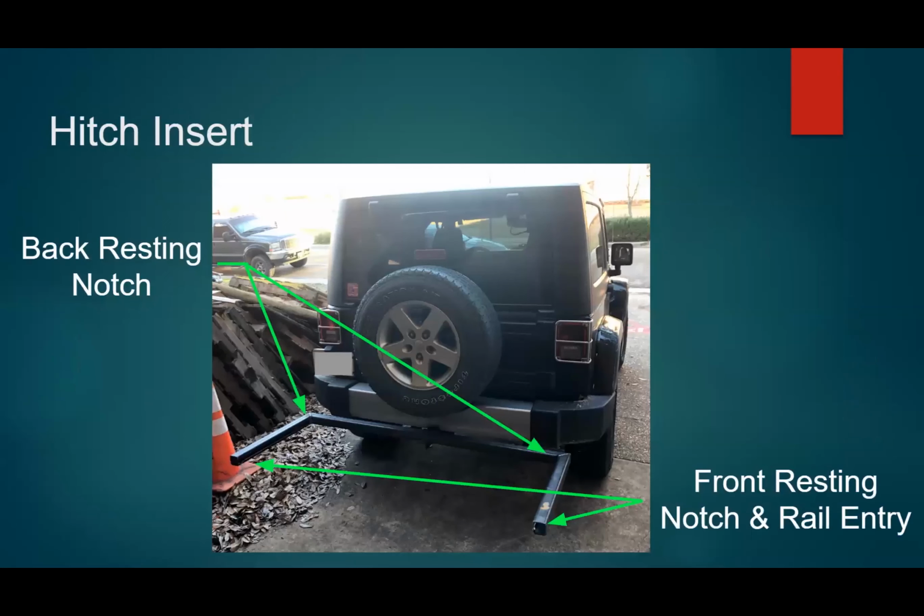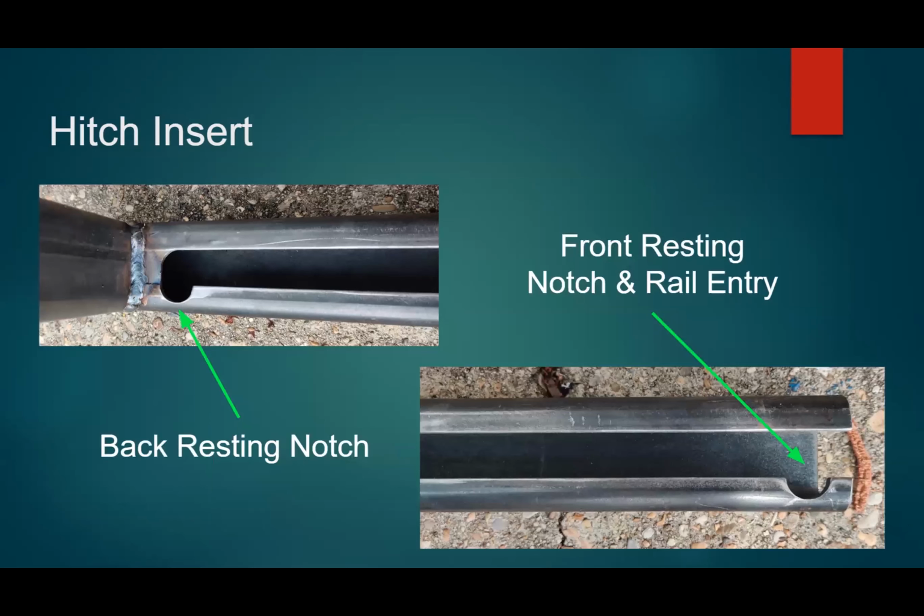Next slide, please. So here we have another picture of our hitch insert. And just to clarify the location of our notches, we have two towards the back of the vehicle and two towards the end of the hitch insert. Next slide, please. All right, and here we have another picture just to show you our resting notches. As you can see, we have the back resting notch and the front resting notch, as well as the entry for the roller pin.